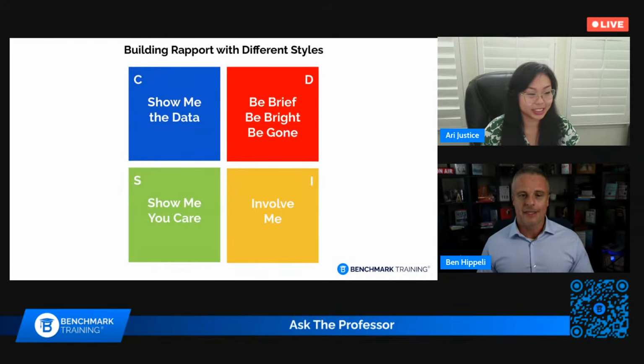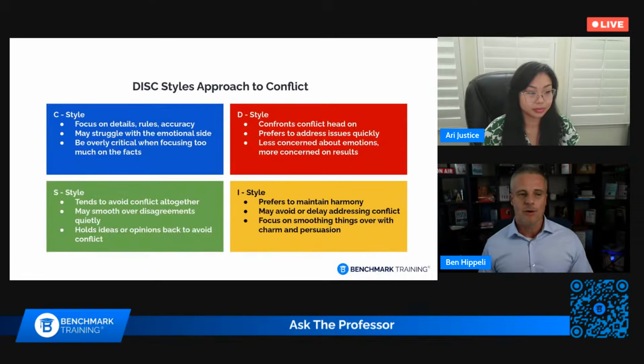Let's also take what you just said into account here and maybe pinpoint how each of these styles are going to approach conflict. Right. And oh, great. Okay, great visual here. So, let's check this out in D style. I think when we talk about conflict, probably D style maybe is what comes to mind most often, confronting conflict head on.